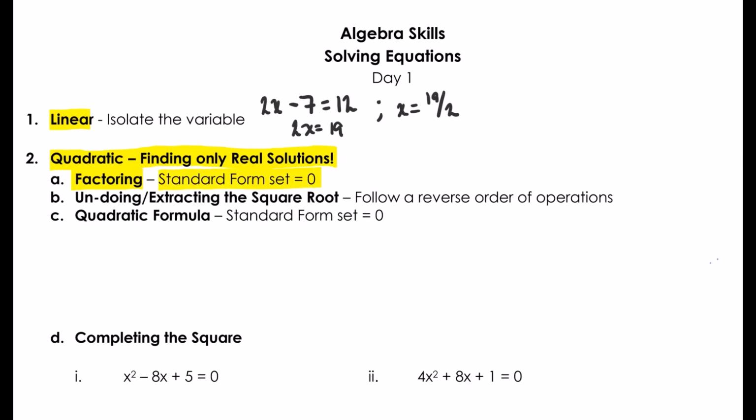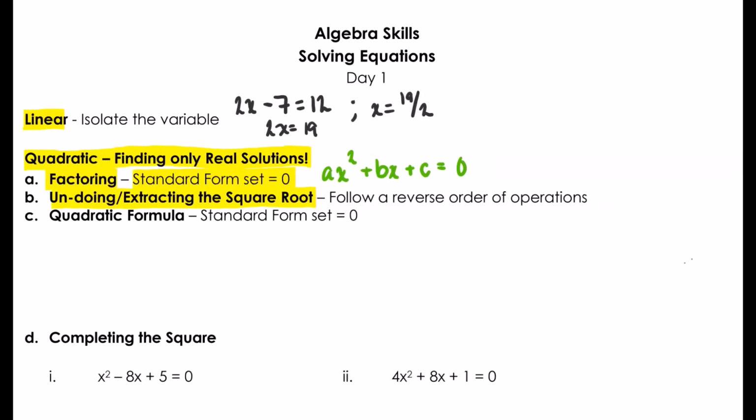And of course, when we're talking about standard form, we're talking about ax squared plus bx plus c equals 0. And then again, we factor if it's factorable, and then by the zero product property, we solve for x off of each factor. The next way is to undo or extract the root. And this more or less is a reverse order of operations.